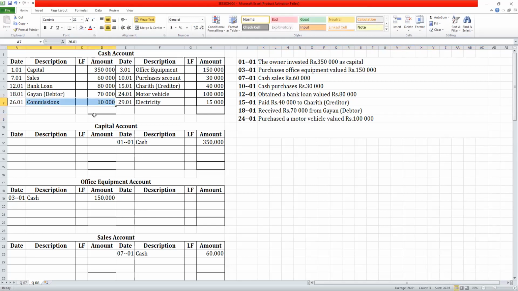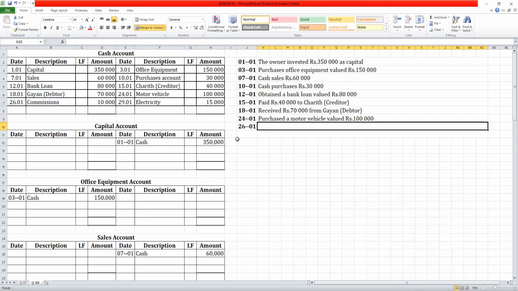Now, the next one has to be a receipt. Why? The cash account is debited. Who can tell me the description? 26th January. 26th. That is right, Sanuka, very good. Received commissions 10,000, or received rupees 10,000 as commissions. Received rupees 10,000 as commissions. Okay, good. The last one, 29th.